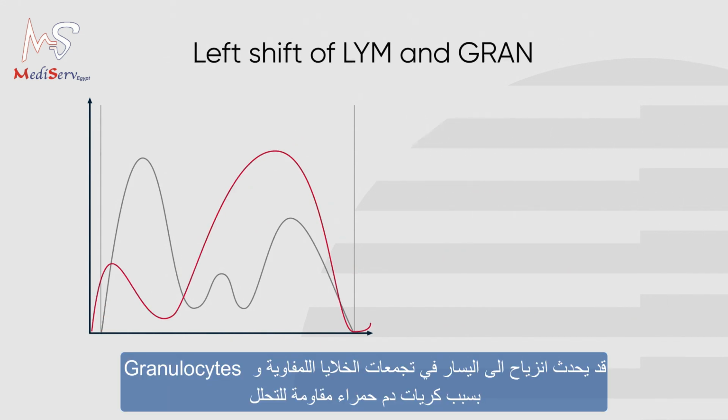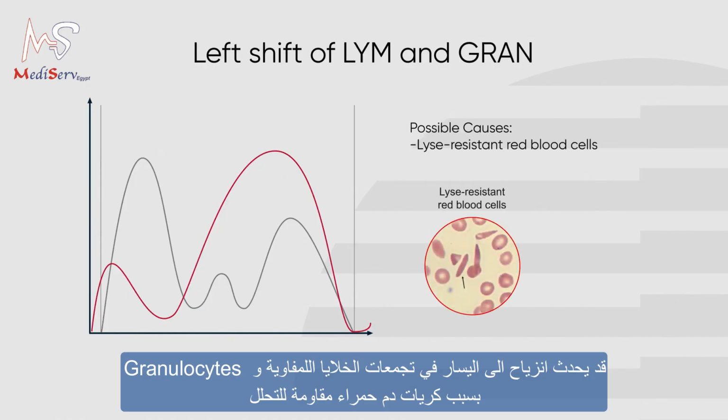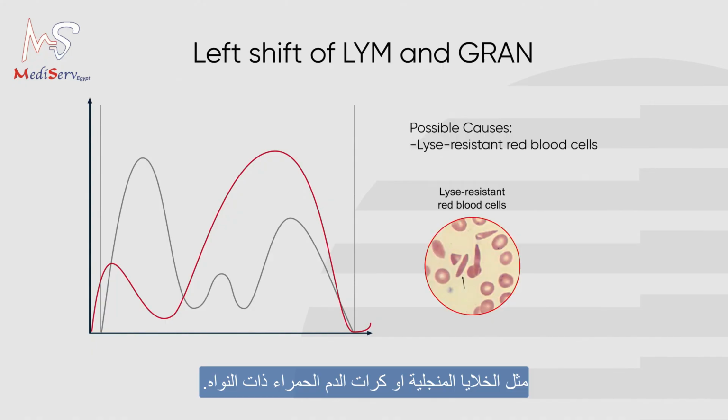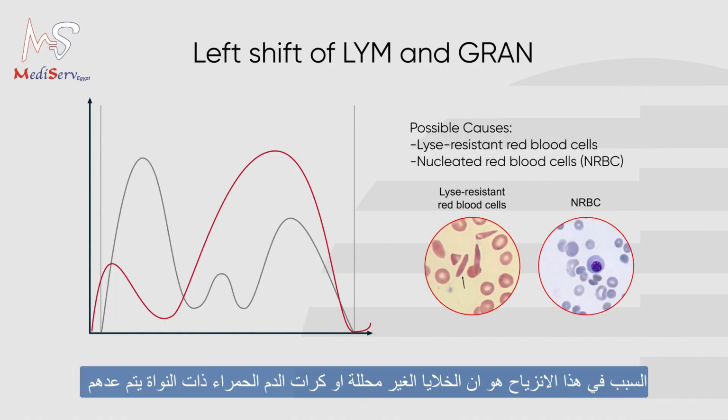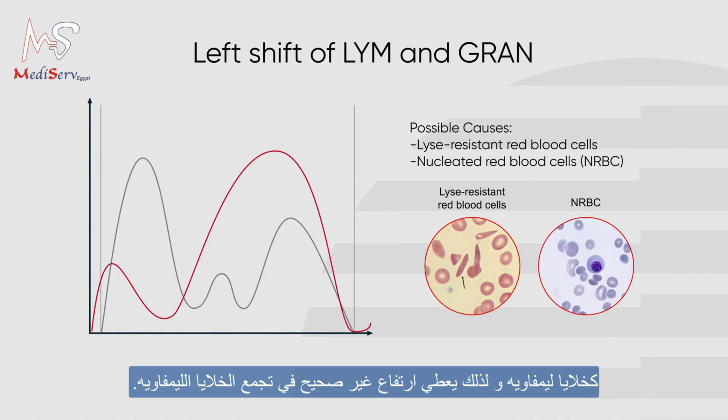A left shift of the lymphocyte and granulocyte population may be caused by lyse-resistant red blood cells such as sickle cells, or nucleated red blood cells. The reason for the shift is that unlysed cells, or red blood cells with a nucleus, are counted as lymphocytes and thus give a false rise to the lymphocyte population.